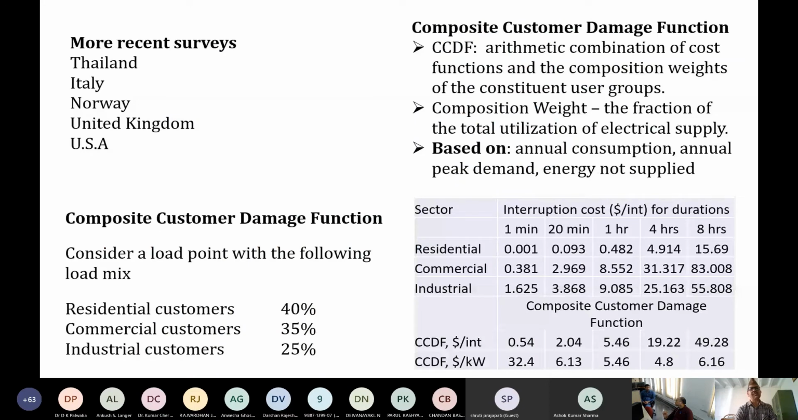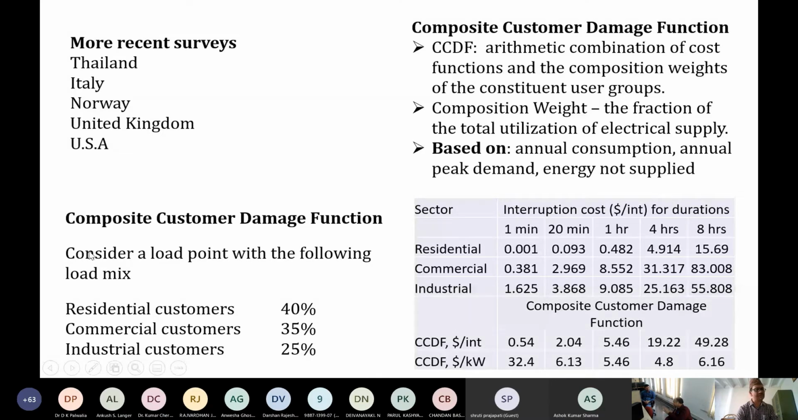So composite customer damage function, how do you calculate? Composite customer damage function is prepared, or it comes out of the sector customer damage function. So this is the arithmetic combination of cost functions and composition weights of the constituent user group. So you can see here how composite customer damage function is created.